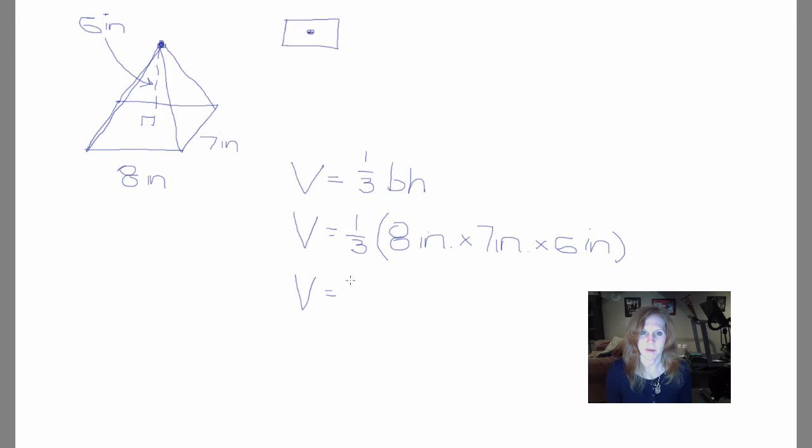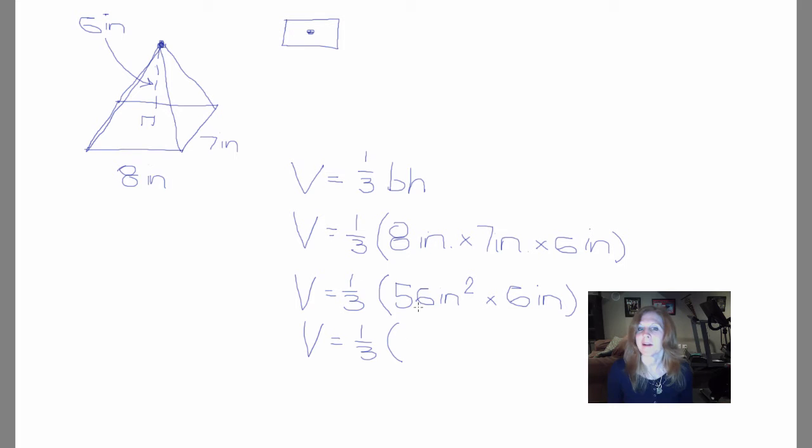So we begin multiplying those. We'll leave this front the same, just like we would in using any order of operations. We do what's in the parentheses first. So we're going to begin by multiplying 8 times 7, which gives us 56. And because that's the length and the width, which are two dimensions, we now have an answer that is squared. And we're multiplying it by our height, which is still 6 inches.